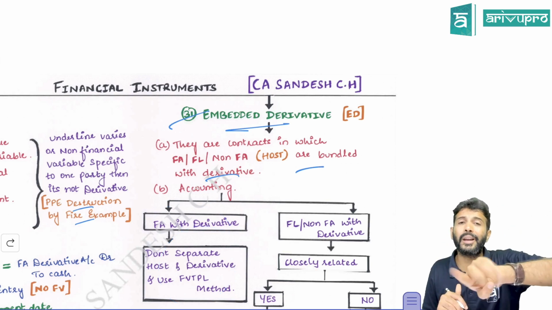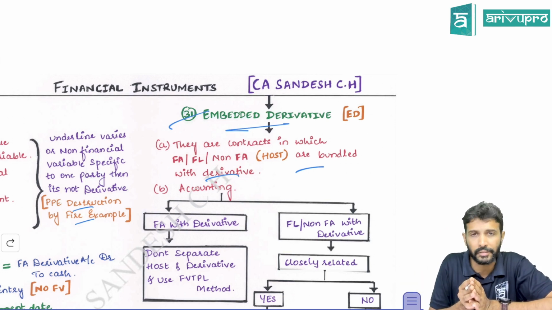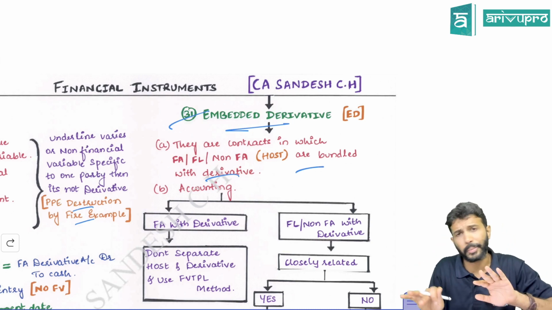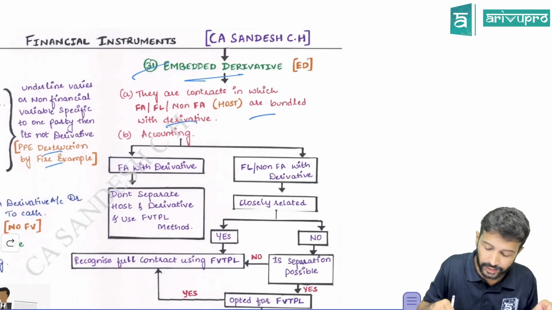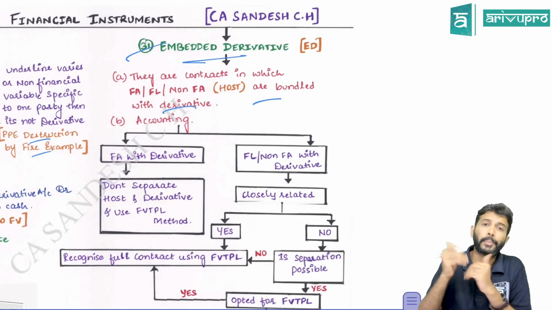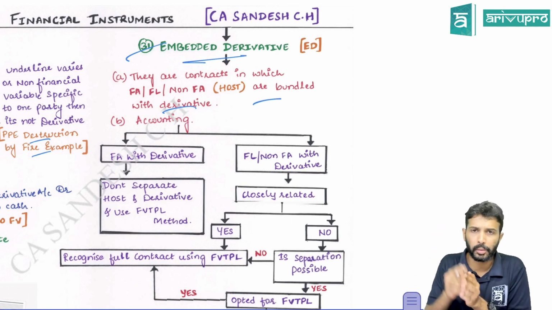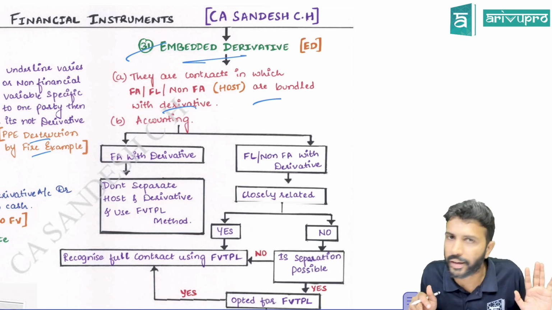However, if a financial liability or non-financial asset has some derivative feature, that is, if it has an embedded derivative, then check whether they are closely related. If they are closely related, then no need to separate it. Treat them as one and account for it under the FVTPL method. If they are not closely related, then what you have to do? Check if separation is possible. Practically, is it possible to separate them? If it's possible to separate it, no problem. If you're not able to separate it, then no need to separate them. Treat it as one contract and account for it under FVTPL.